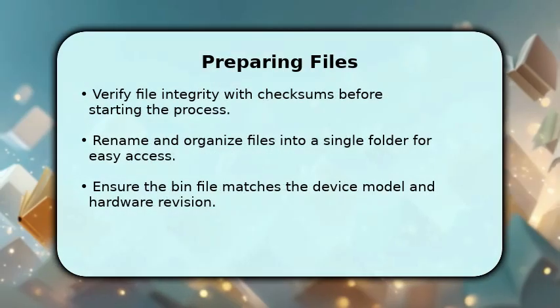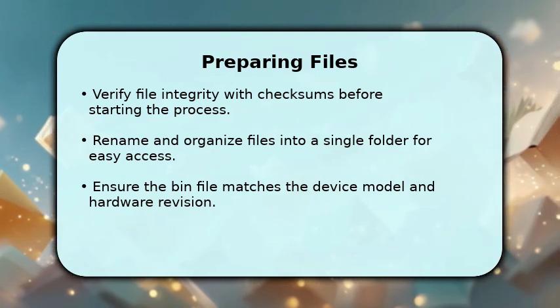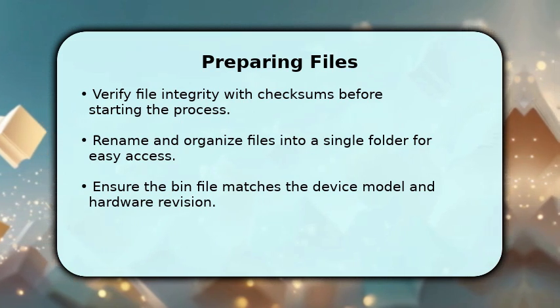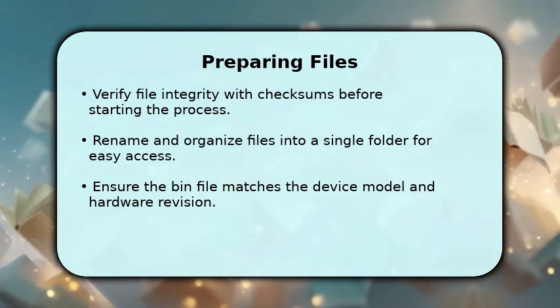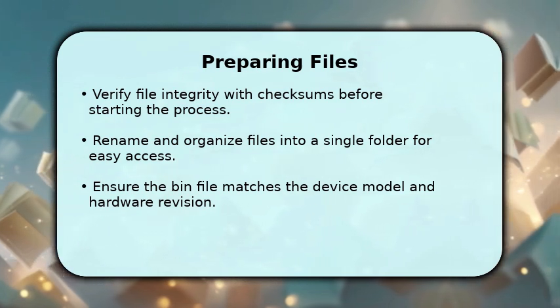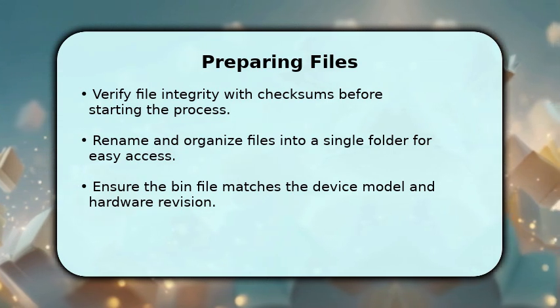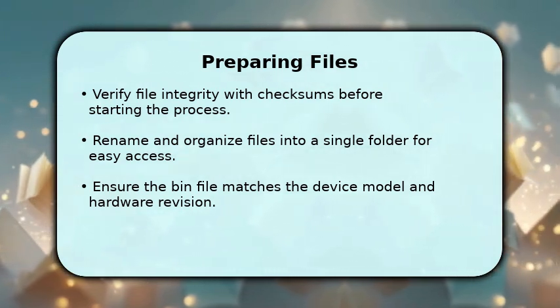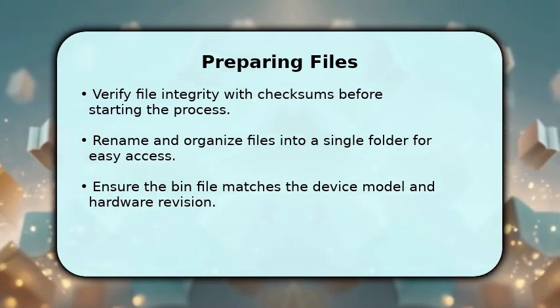hardware. Gather the bin file, drivers, and flashing utility, and place them in one accessible folder on your computer. Check the file hash to confirm integrity and avoid corrupted transfers. Confirm the bin file is the correct build for your specific device model and hardware revision to prevent mismatches. Install any required drivers and disable automatic sleep or updates to maintain a stable flashing environment during the entire process.